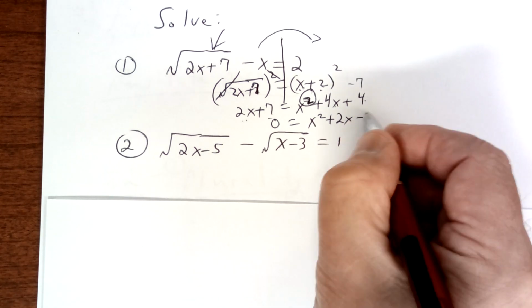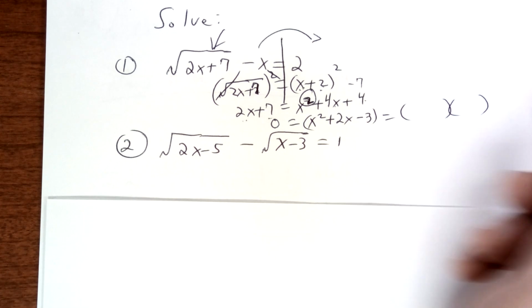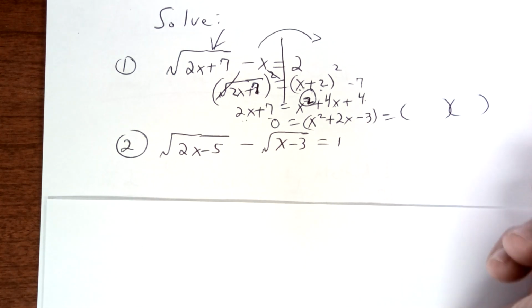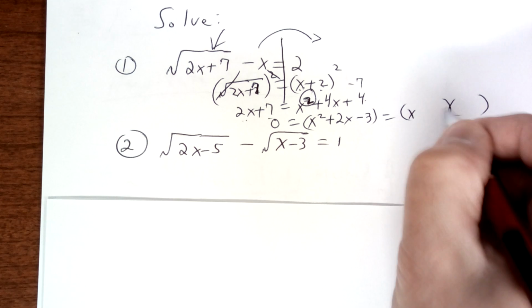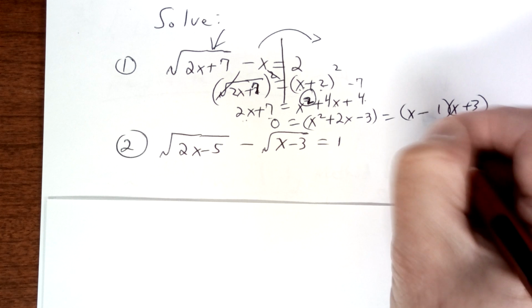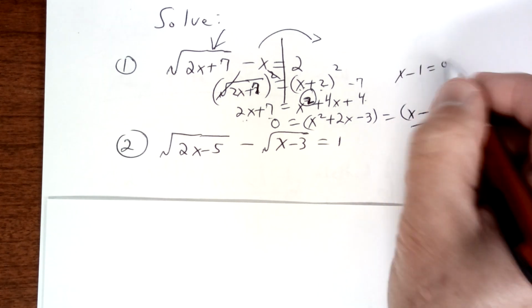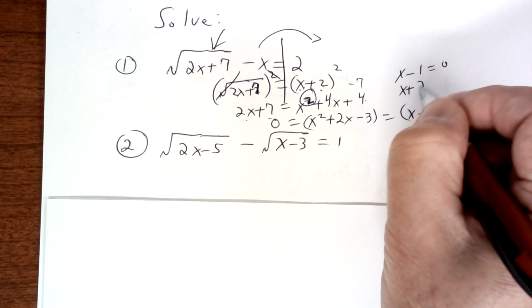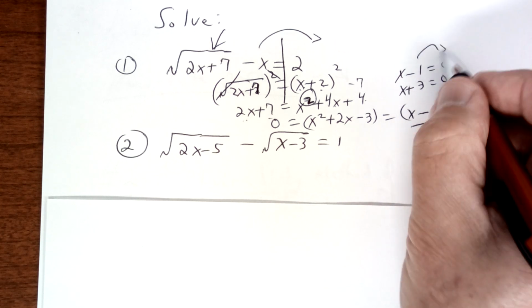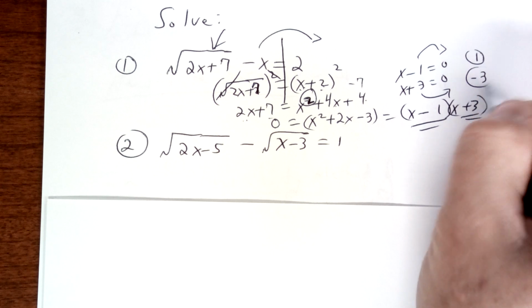And once you get to this point, you can either try to factor it or use the quadratic equation. I think this one right here might factor. x, 1, x, 3, plus, and a minus. And you're going to set each factor equal to 0. So x minus 1 and x plus 3. And once you set them equal to 0, you work it out. You get a positive 1 and you get a negative 3. Those are the two answers right there.